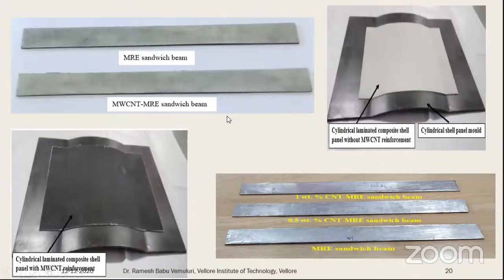Now, what are the various works in elastomers, as well as MRF, where the same sort of applications are there. Here, MRE sandwich beams and multi-wall carbon nanotube, MWCNT, magnetorheological elastomer sandwich beams. So this is a new area they designed. And next you can see here the cylindrical laminated composite shells. These are a panel without CNT. So this is without CNT and with CNT. So you can observe the multi-wall carbon nanotubes.